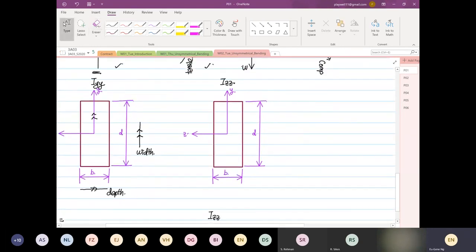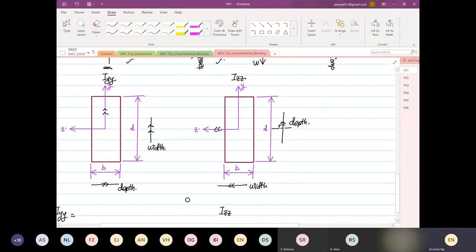And then on your IZZ, we're focusing on ZZ now. Parallel to your ZZ axis will be your width. And what do I mean by perpendicular? This is the line that is perpendicular to the ZZ axis, so this is your depth. So you can see it's different now.